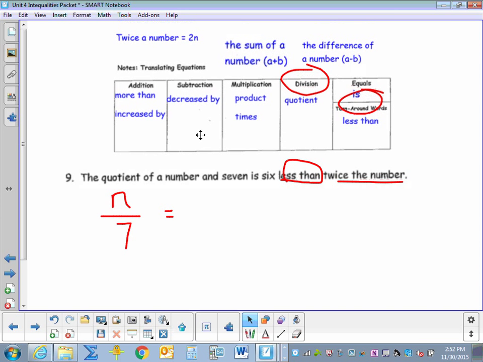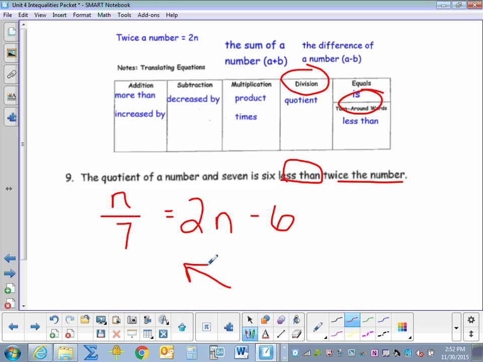Twice means 2 times right up here. So 6 less than twice the number, so twice the number is 2n minus 6. So n divided by 7 equals 2n minus 6. And we're in algebra now, so in this instance we would not be using the traditional division sign, but we're going to be using the bar, okay? So we won't be using this.